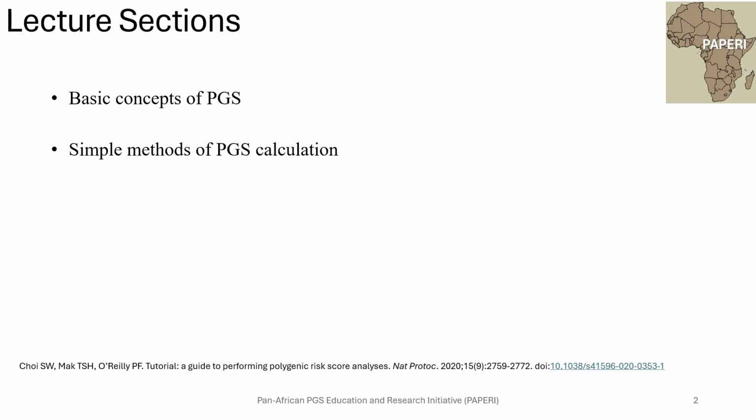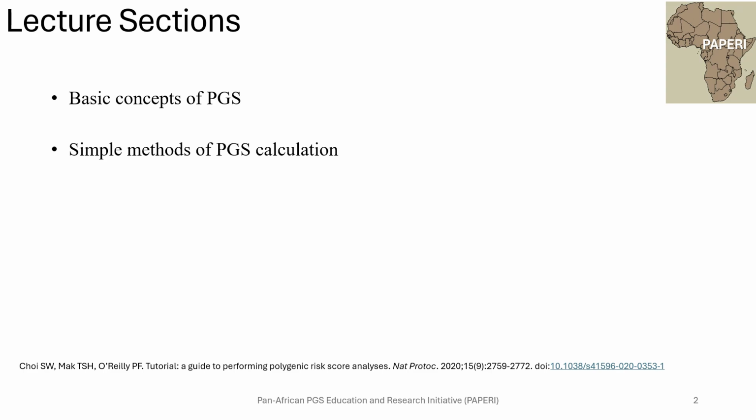So there's two major sections to this lecture here. We're going to go over the basic concepts of polygenic risk scores, so kind of what type of information is being captured in a polygenic risk score and how we choose to select different pieces of genetic information to go into the polygenic risk score. And then second, we are going to go through a more hands-on calculation of how to do an unweighted and weighted polygenic risk score.